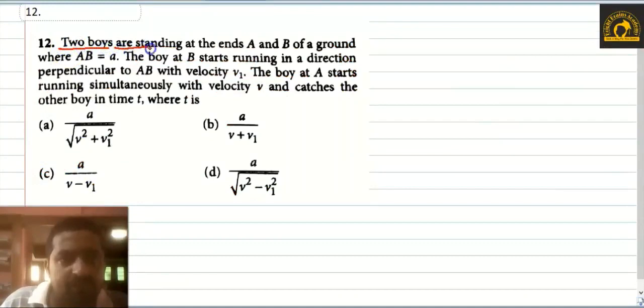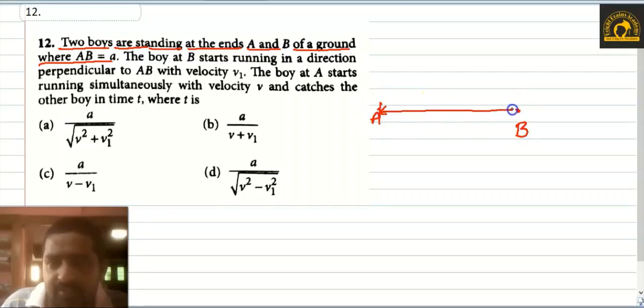Two boys are standing at the ends A and B of a ground. AB is equal to a. This is the A end, this is the B end, so the distance between these two is a, small a.